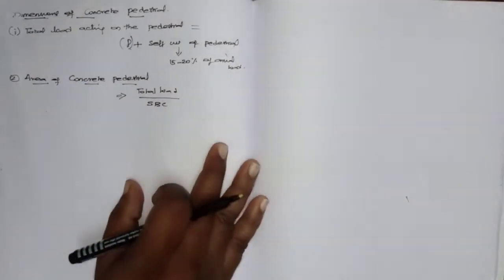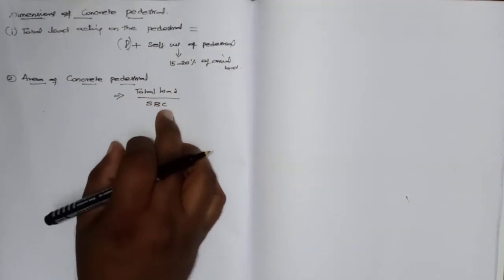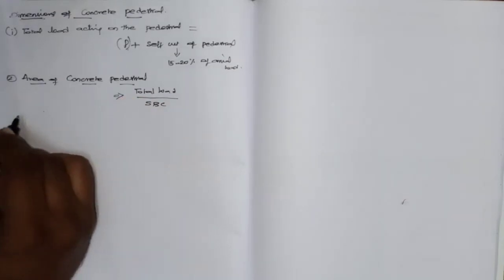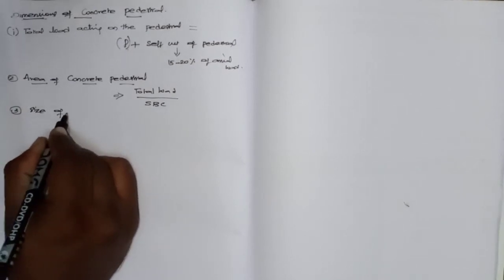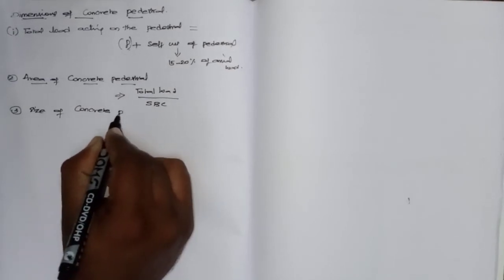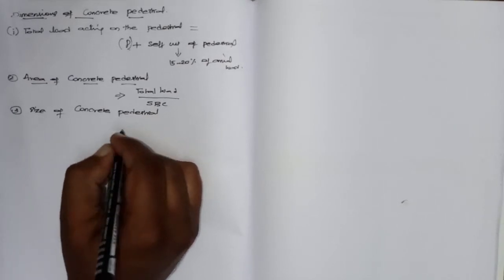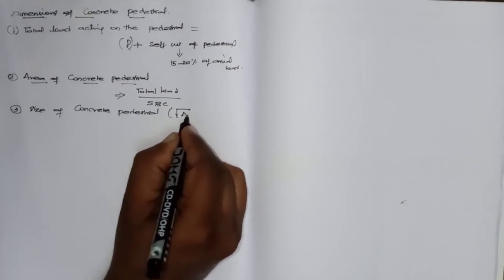Now from the SBC of the soil, you will get the area required, right? Now next, the size of the concrete pedestal, that is the root of the area.